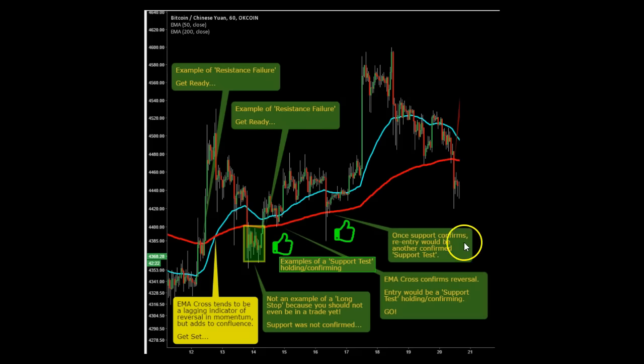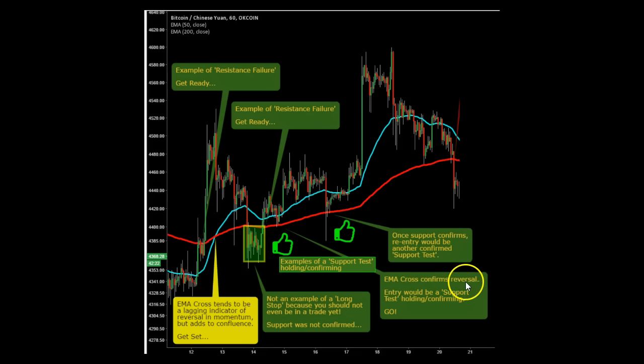Once support confirms, such as here and here, your re-entry would be another confirmed support test, or you could read this as a confirmed support test. That would be your go signal, because you already had your get set. Okay, so you had to get ready, get set, go. You had your support confirmation. You may have read this as a support confirmation. Again, I don't know. This obviously isn't 100% slam dunk, but it is what it is.